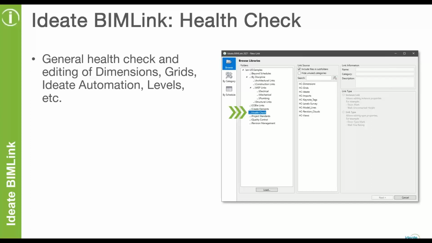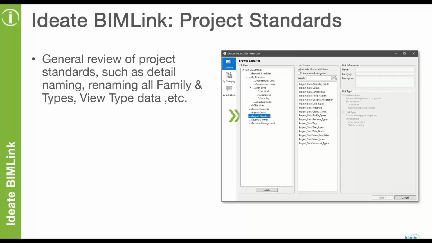Just as an example, the dimensions one will help you review dimensions that have been overridden. Grids, for example, will allow you to review the angle of the grid line. So if there are any discrepancies between your model and a linked model, you can have a look at that and bring it to your attention. There are a lot of things you can hide in the Revit model or that are not really visible to you, but from a data perspective, it's very clear what may be correct and what may not be correct.